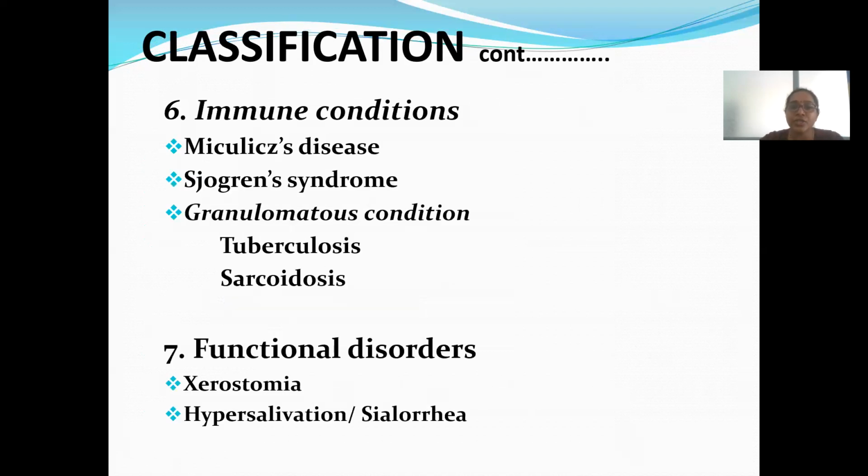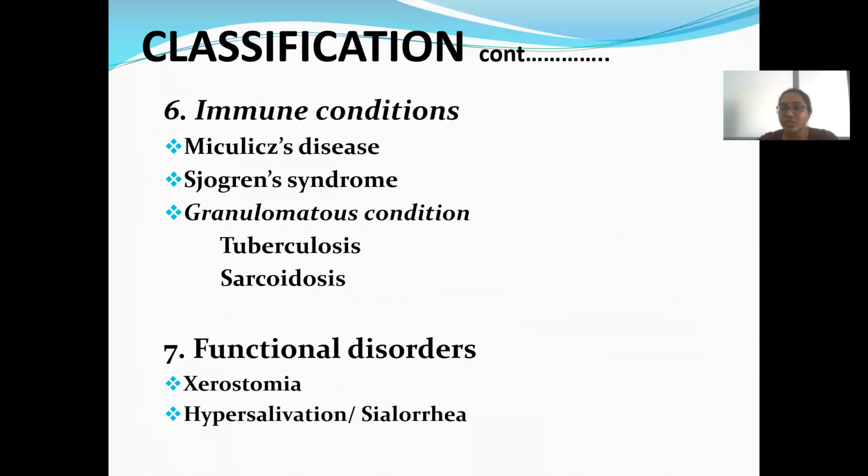Coming to the next classification, that is your immune conditions. In this, you have Mucocele disease, Sjogren's syndrome, and granulomatous conditions. Under that, we have tuberculosis and sarcoidosis. Then you have the next main category, that is your functional disorders.